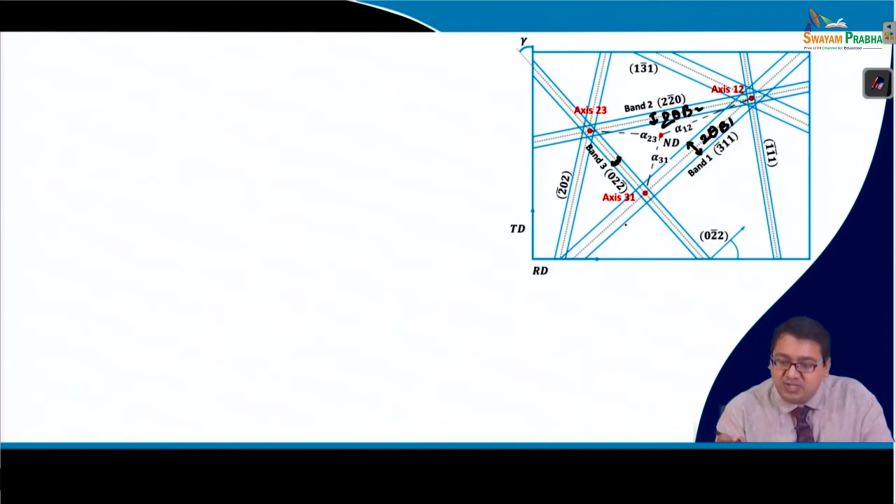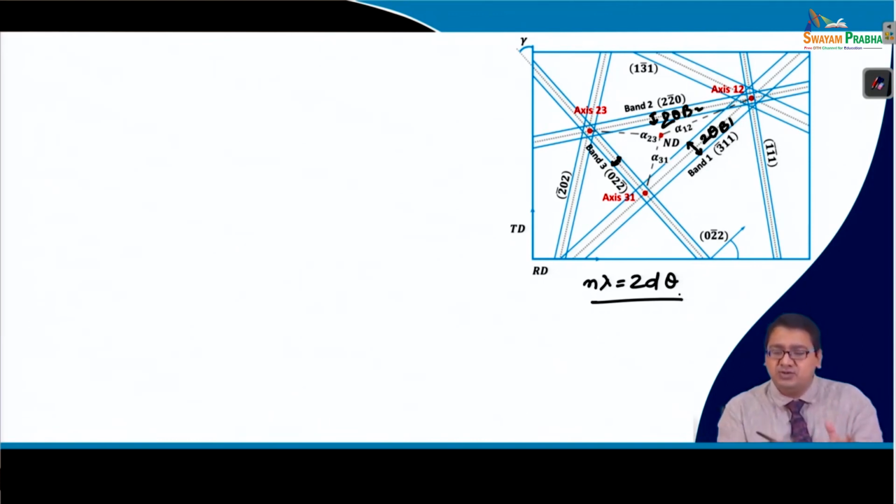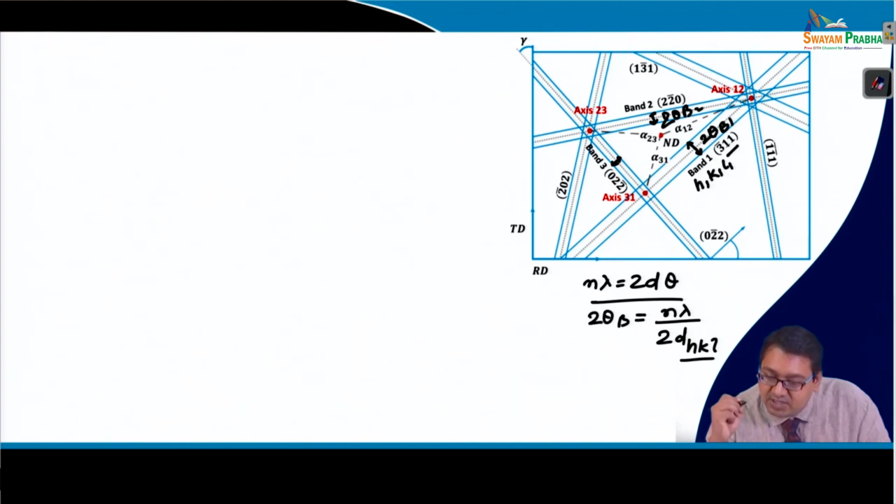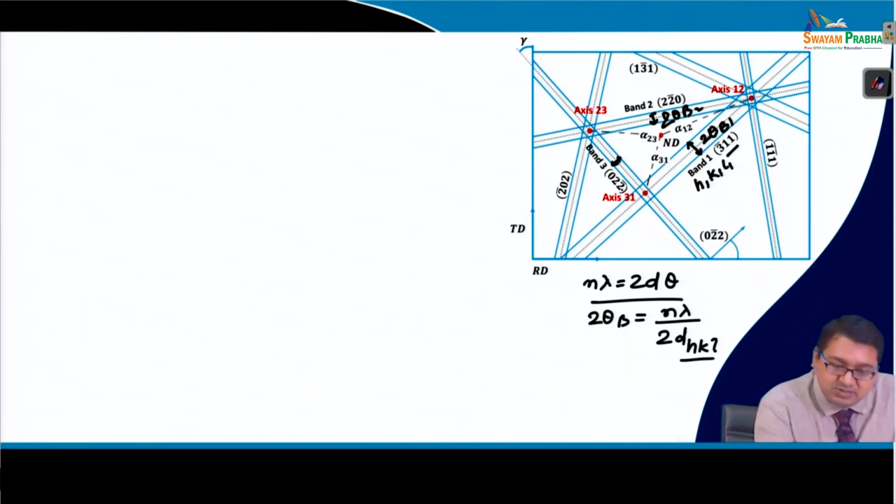Thereby, once we know the 2 thetas of this band, then by using the formula n lambda is equal to 2 d sin theta, which is true for the electron beam with a very low wavelength, one can relate this theta or 2 theta b with n lambda by 2 d of that particular HKL, and therefore, we can find out the value of HKL, right. So, if we can find out the value of this band, which is H1 K1 L1, as 3 bar 1 1, and this is H2 K2 L2 as 2 2 bar 0, band 3 as 0 2 2 bar, then you see we can calculate the zone axis.